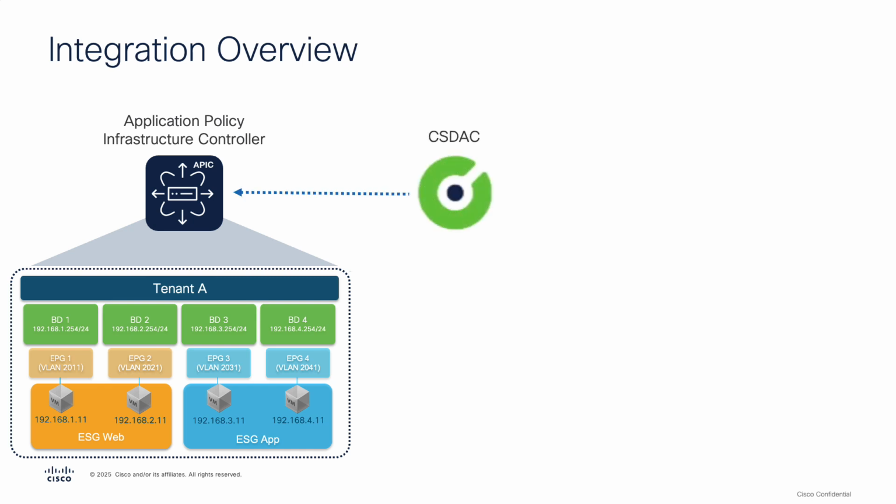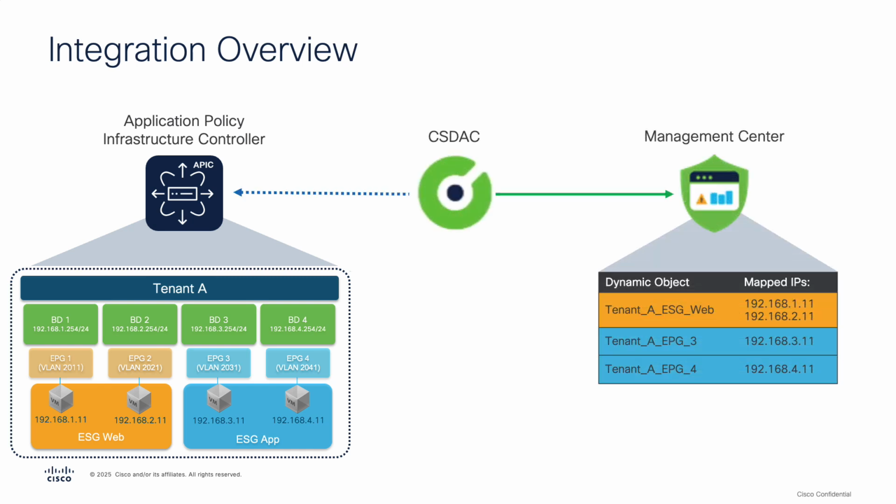CSDAC pulls information about the groupings and transforms them into dynamic object groups. These objects are then continuously synced with the management center and the managed firewalls. In this example, the ESG named Web and EPG 3 and 4 are dynamically mapped to corresponding dynamic objects with their IPs and made available inside the firewall policy in near real-time. This ongoing synchronization ensures that your firewall rules always reflect the current state of your ACI fabric, automatically adapting to changes as workloads move or scale.